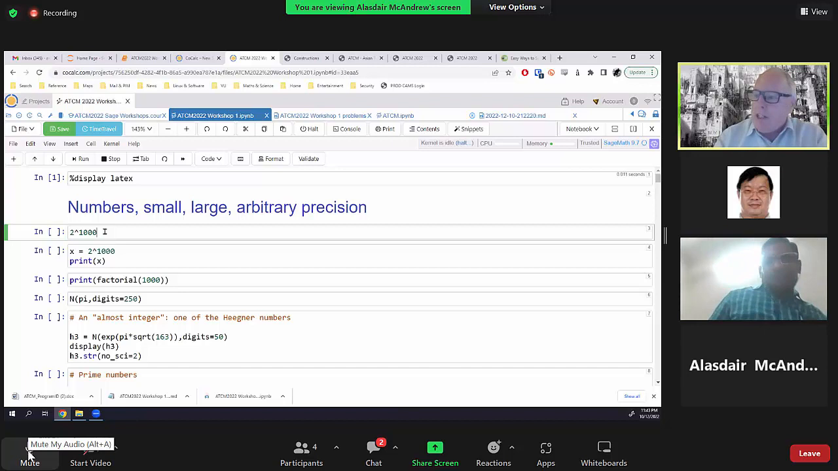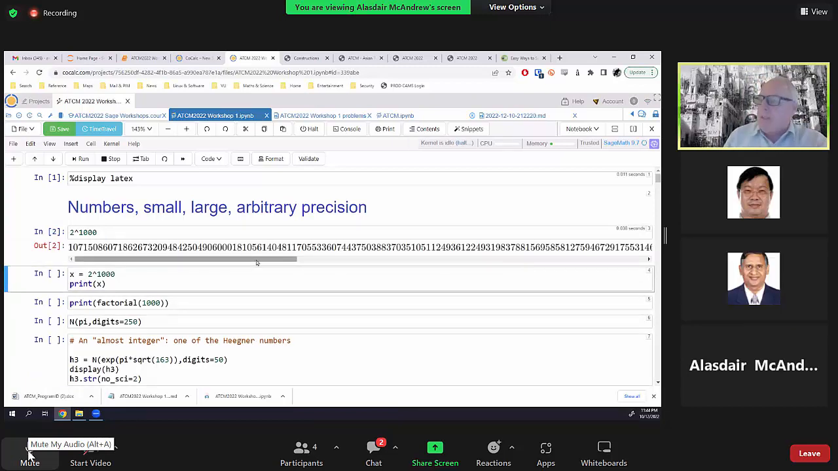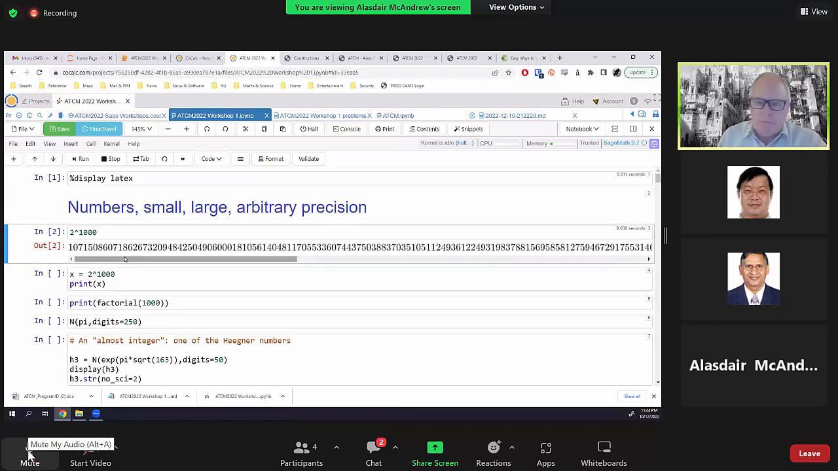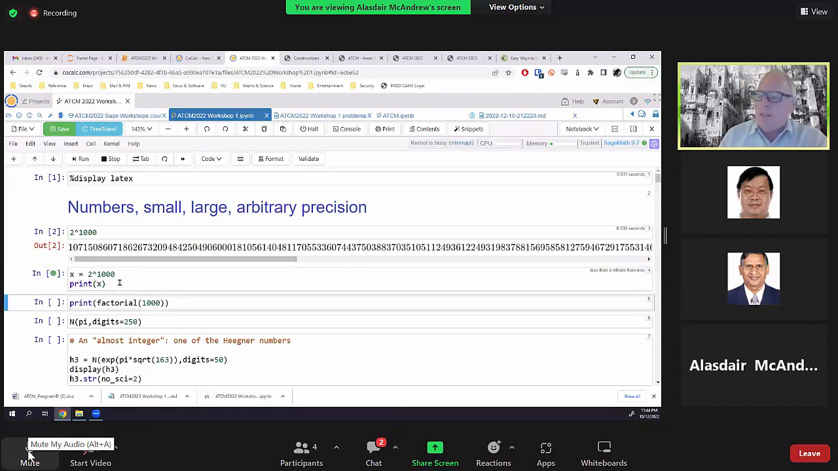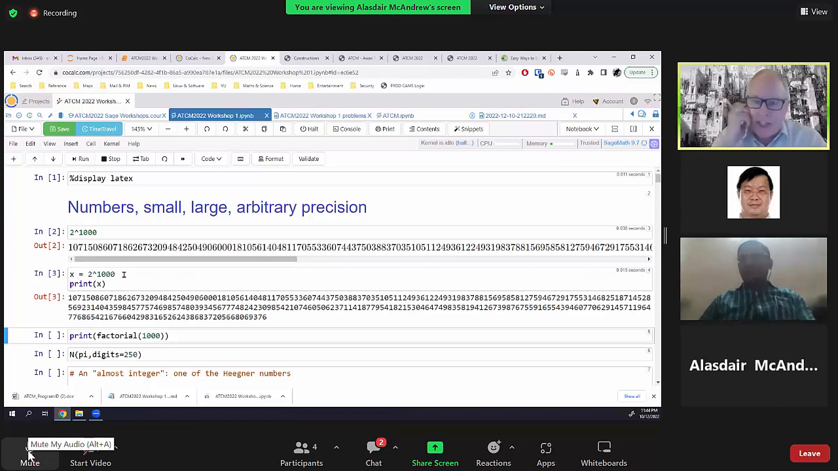To enter it, you can't see what I'm doing, it's Shift Enter, and in a few moments you'll get a very long number. If you want to see it all, we can print it as a string. And there's the same number, but in ASCII rather than typeset LaTeX. And you also notice how quick it was. It did it almost instantaneously.